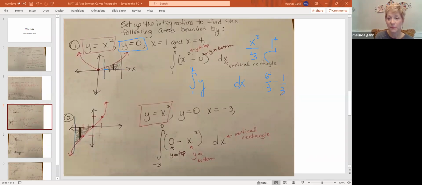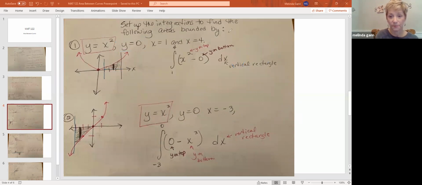So what's that going to get me? That's going to get me 63 thirds, which is 21. So the answer to that area is 21 square units. So that's what I mean by the integrations are simple. It's the setup that you've got to be careful with. Okay, now let's do another one.